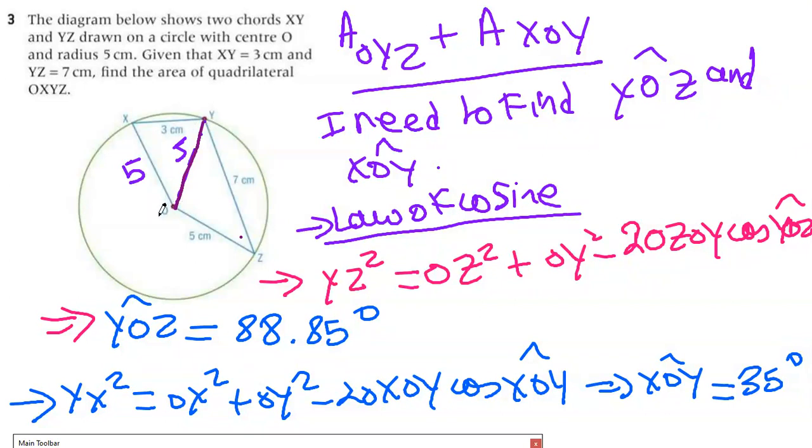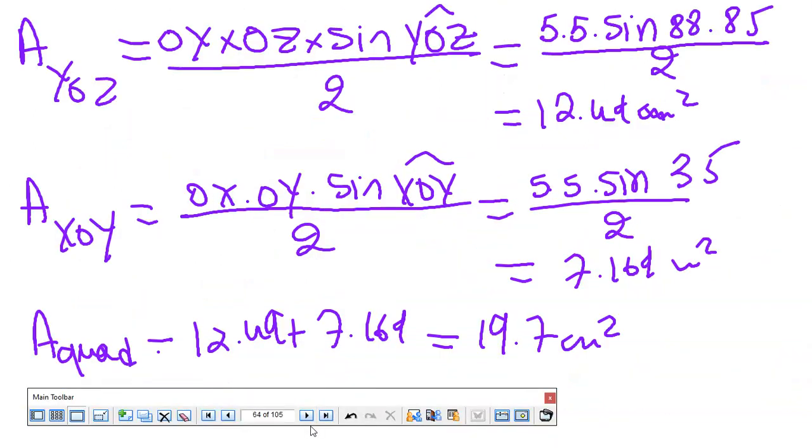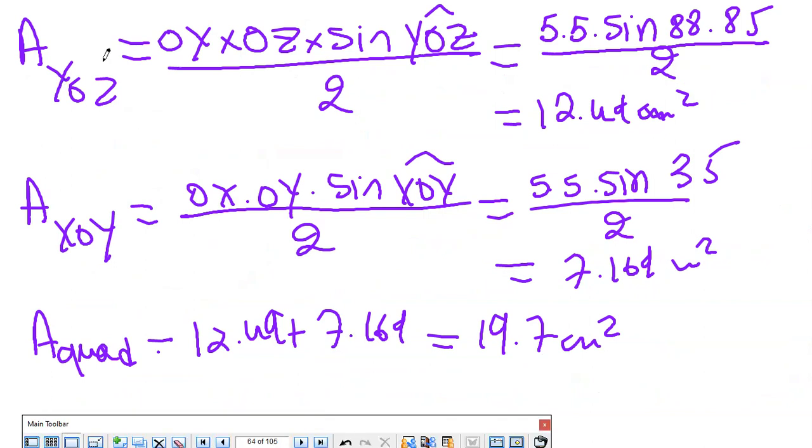So in the triangle YOZ, YZ squared is equal to OY squared plus OZ squared minus 2 times these two sides times cosine YOZ. We solve it to replace. You find the first angle, this one is 88.85. To find the other angle in the other triangle, I will have XY squared is equal to XO squared plus OY squared minus 2 OX times OY times cosine XOY. I got the second angle. And now I can find the area of the first triangle by using the formula: side times side times the sine of the angle between the two sides. And then once you have the two areas, you add them and you have the area of the figure.